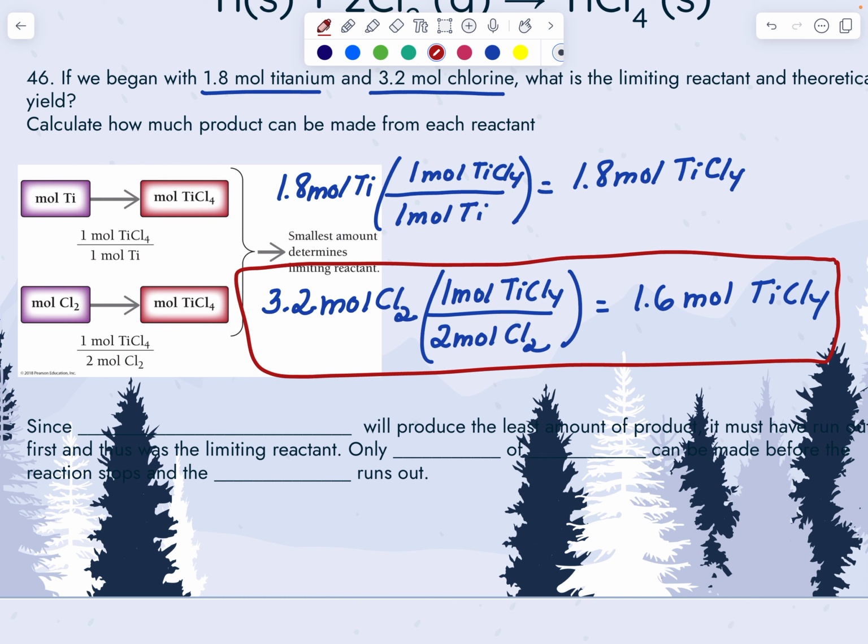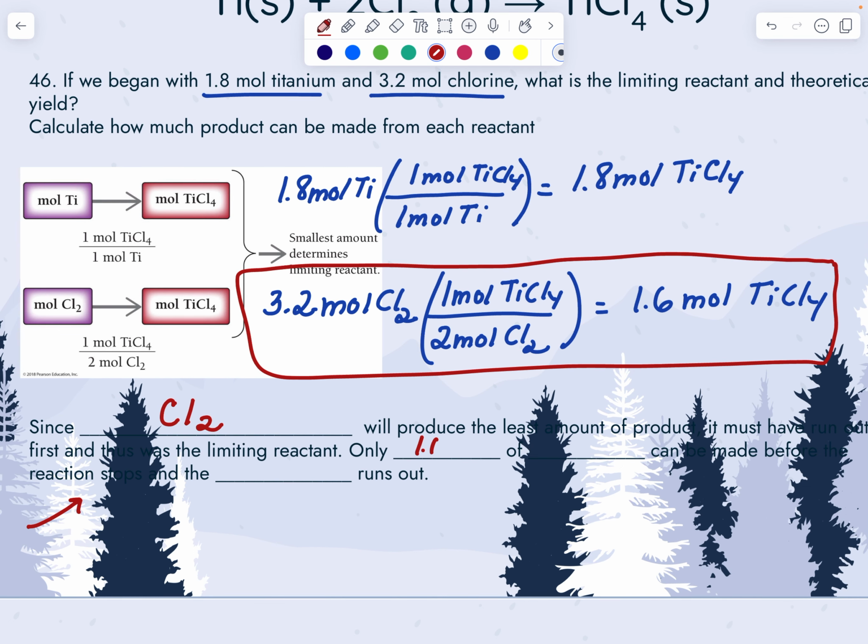So we have to write a little statement here that sort of sums this up, because the work sometimes doesn't speak for itself. We need to explain to the reader what exactly has happened here. And so since the chlorine, Cl2, will produce the least amount of product, it must have run out first, and thus was the limiting reactant. Only 1.6 moles of TiCl4, titanium 4 chloride, can be made before the reaction stops and the limiting reactant, the chlorine, runs out.